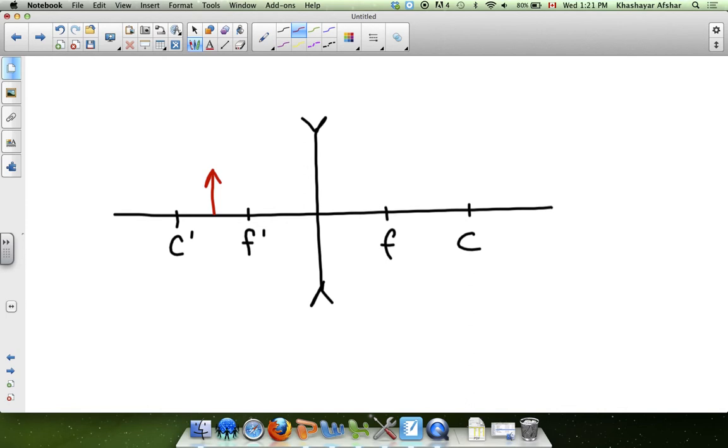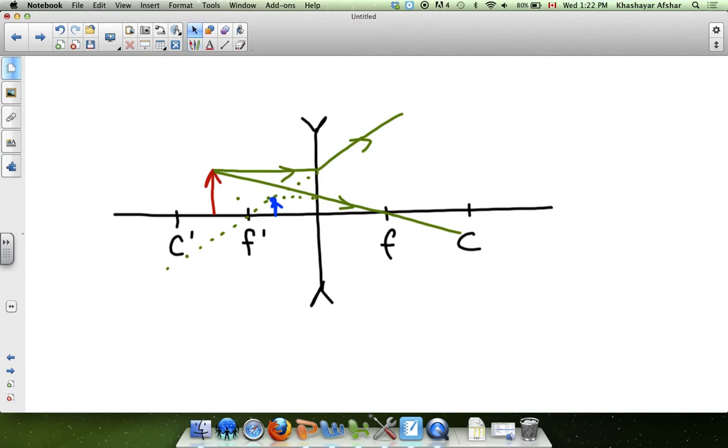So here the object is in between C and F. All right, and our image is right there. So again, let's go through everything. If you want to pause it to try and predict everything, go ahead and do that. And I'm going to go ahead and write down what the answers are.